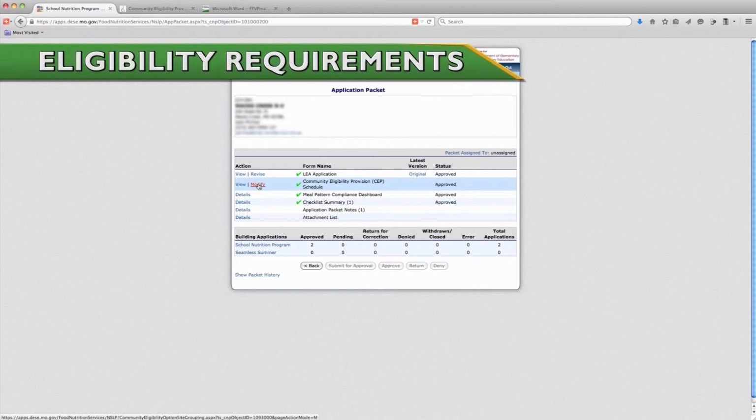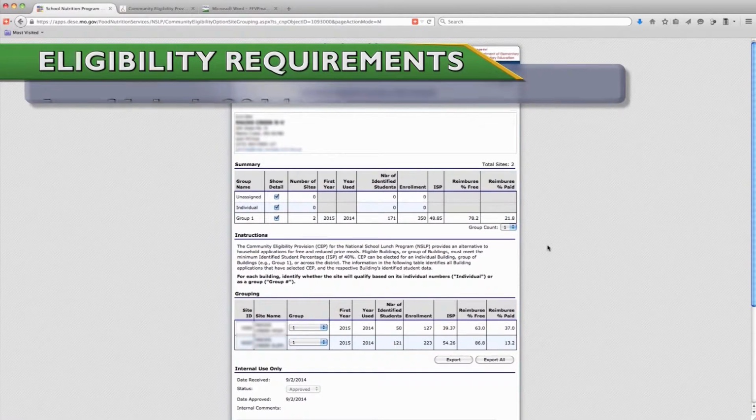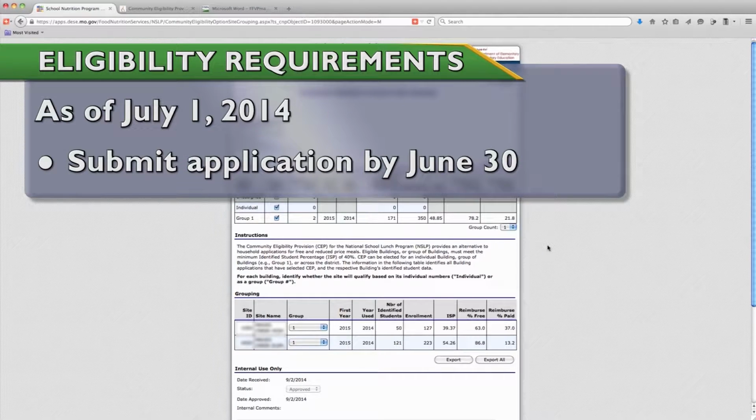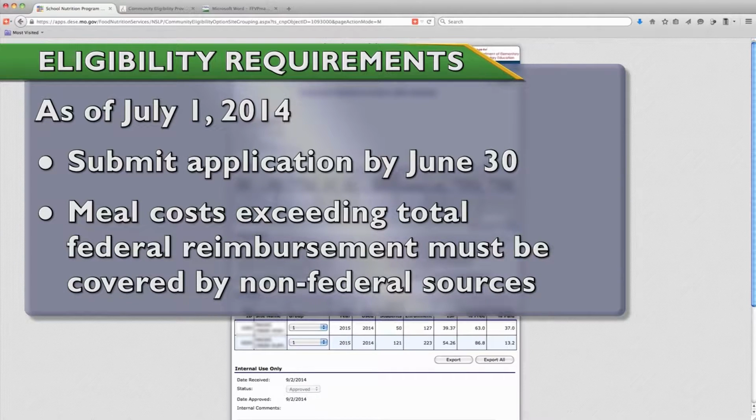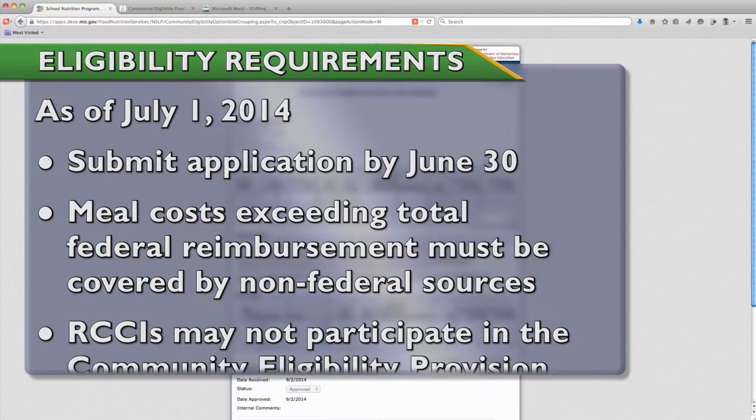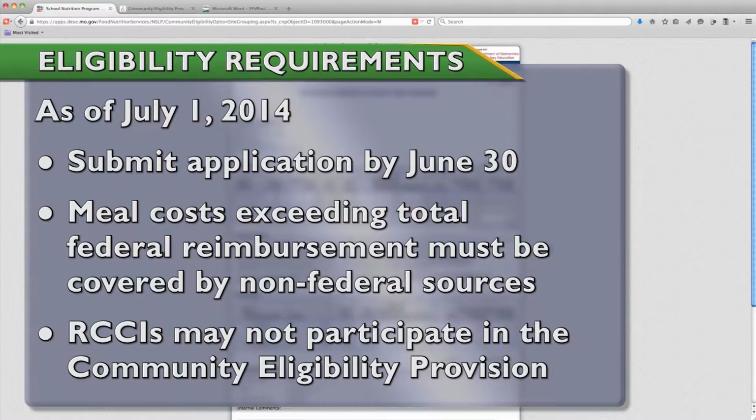Eligibility criteria as of July 1, 2014. The LEA's application to participate in the CEP must be submitted by June 30th. Meal costs in excess of the total federal reimbursement must be covered by non-federal sources. Residential child care institutions may not participate.